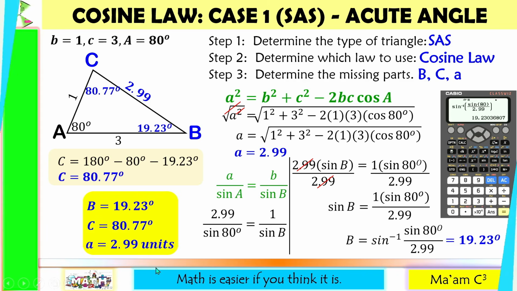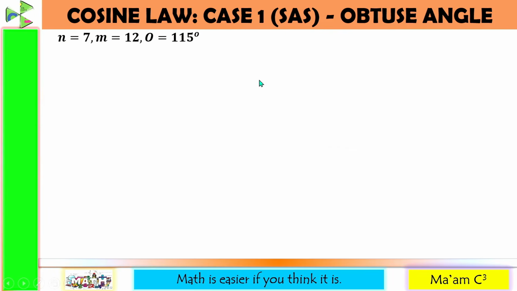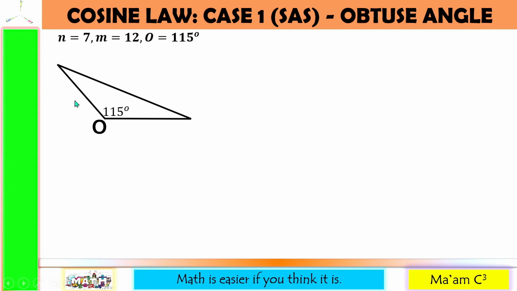Let's have another example. This time, side angle side, but given is an obtuse angle. So n is equal to 7, m is equal to 12, and angle O is 115 degrees. Let us draw this. So we have an obtuse angle. Let me place it here. 115 degrees. And then we have side N equals 7. I'll write it here. And side M is 12.